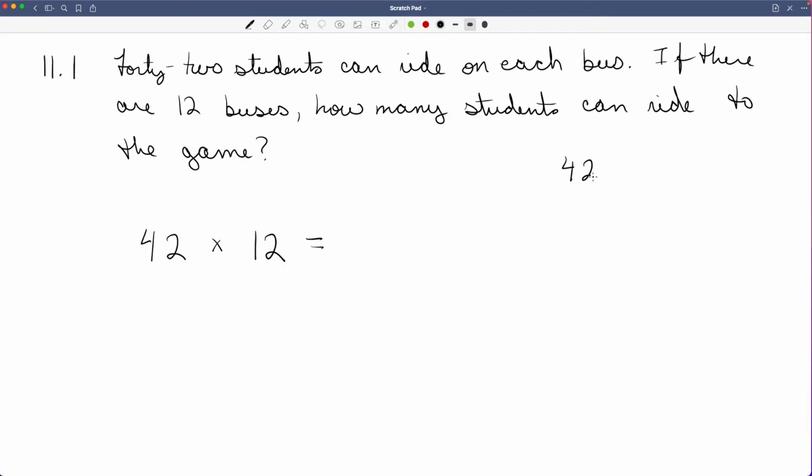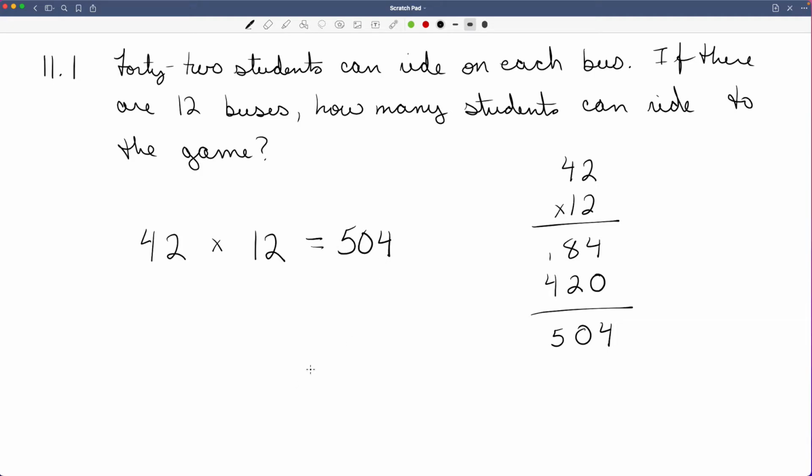So we set that up like we're used to doing, a regular multiplication problem. 2 times 2 is 4. 2 times 4 is 8. Now we're moving to the tens place. We're going to put our 0 in to remind us to move over. 1 times 2 is 2. 1 times 4 is 4. We add these together. That's 4. The 0, carry 1. That becomes a 5. So 42 times 12 is 504. 504 students can ride to the game. Easy peasy. You guys should be able to do these without a problem.